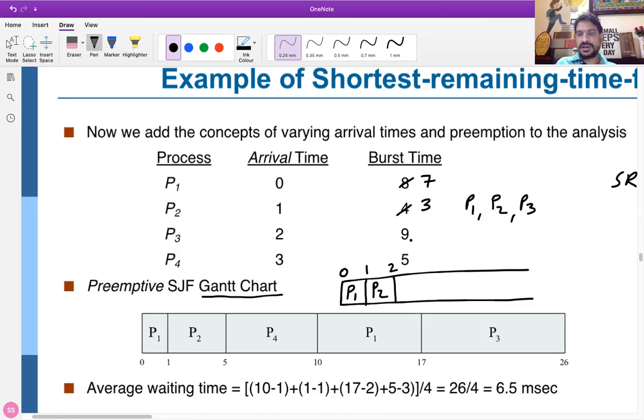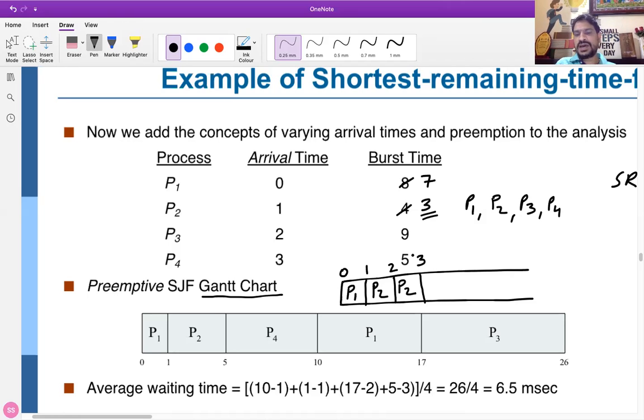P3 has joined, and P3 has a burst time of 9. So right now, which is the shortest one? We know this one is the shortest one. So P2 will again be processed for another unit of time. Let's say T3. At time T3, P4 also joins here.